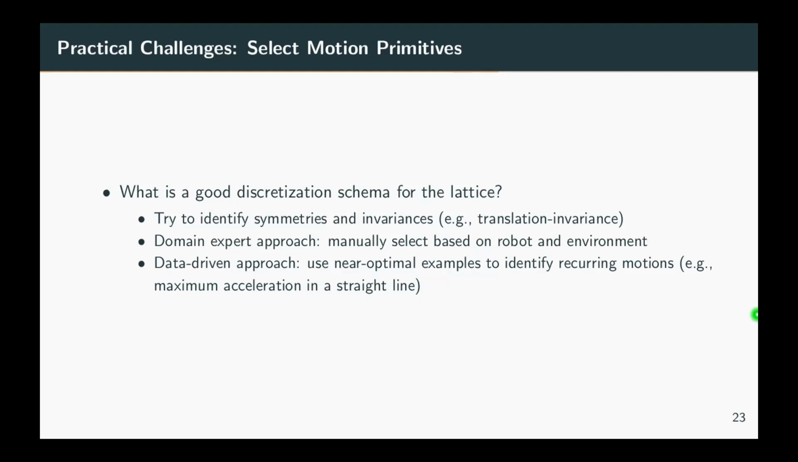And then one other approach, apart from the domain expert, would be a data-driven approach. So you can, for example, ask a human to generate some motions for driving around, and then try to identify the most commonly reoccurring motions that you have, and use these as motion primitives.